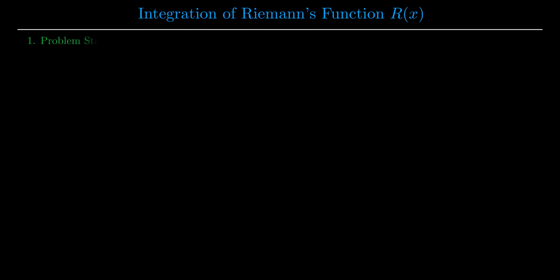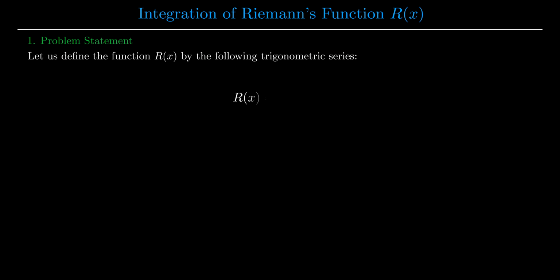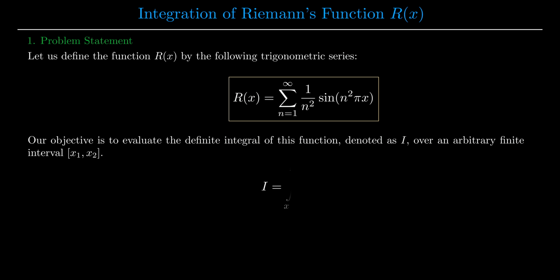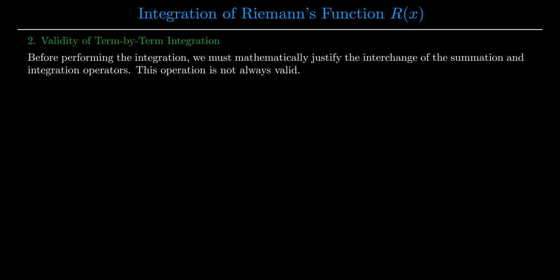First, let's look at the problem statement. We define the function r of x by the following trigonometric series. R of x equals the sum from n equals 1 to infinity of 1 over n squared times the sine of n squared pi x. Our objective is to evaluate the definite integral of this function, denoted as I, over an arbitrary finite interval from x1 to x2. Before we proceed, we must address the validity of term-by-term integration.